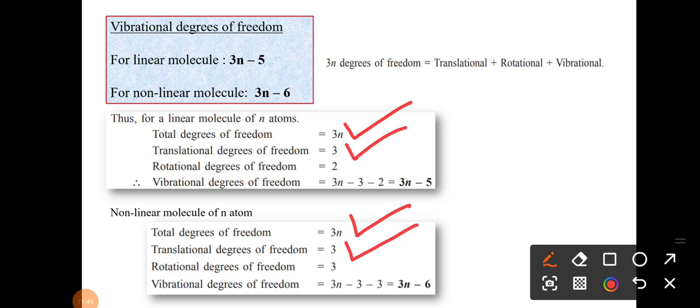The only change is in the rotational degree of freedom: for linear molecules it is 2, and for non-linear molecules it is 3, because in a non-linear molecule there are 3 different axes. So you have to remember the formula for linear as well as non-linear molecules. Okay.